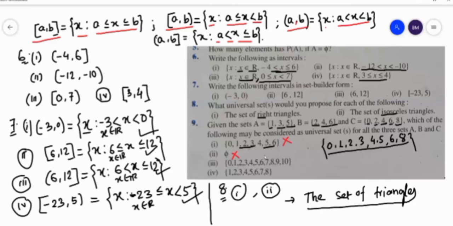Now check that in number 3, 0 is there, 1, 2, 3, 4, 5, 6, 8, 9, 10, 7. These are the extra elements. So there may be some extra elements. So we can take this one, because A is a subset of this set, B is a subset of this set, and C is also a subset of this set. So we can take this one as the universal set of those sets.